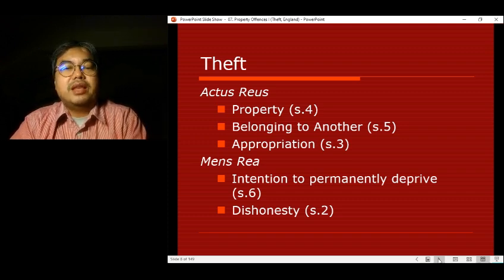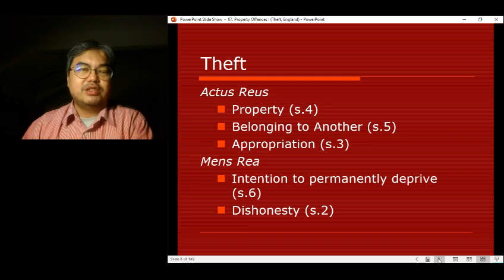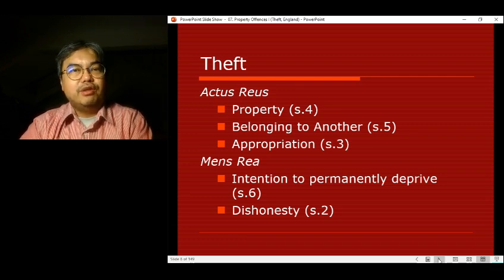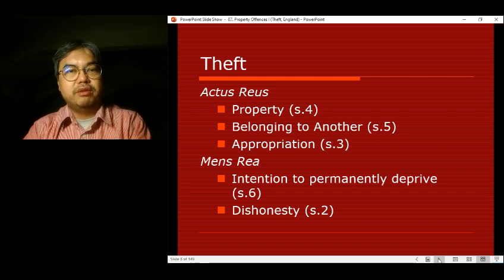Now you will see that the Theft Act is arranged in a way that is very straightforward. Section 1 is the definition of theft. If you look at the definition of theft, the five elements there, you will see that that's how the other elements have been listed out, according to the section. So section 1 is the definition of theft.